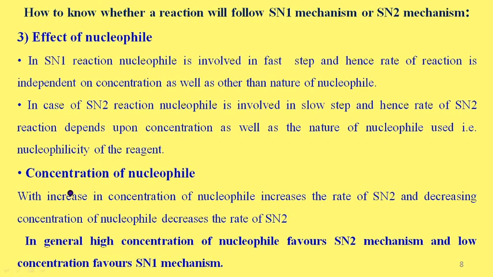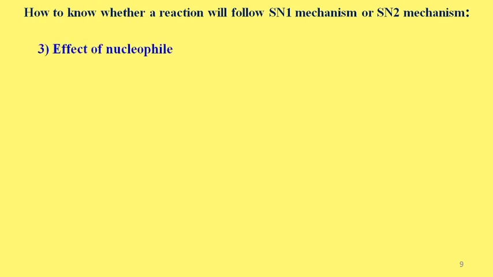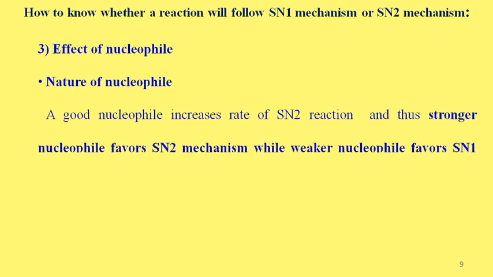First we can see the concentration of nucleophile. With an increase in the concentration of nucleophile, the rate of SN2 reaction increases, while with decreasing concentration the rate of SN2 reaction decreases. In general, we can say that high concentration favors the SN2 mechanism, while low concentration of nucleophile favors the SN1 mechanism. Then the next one is the nature of nucleophile.